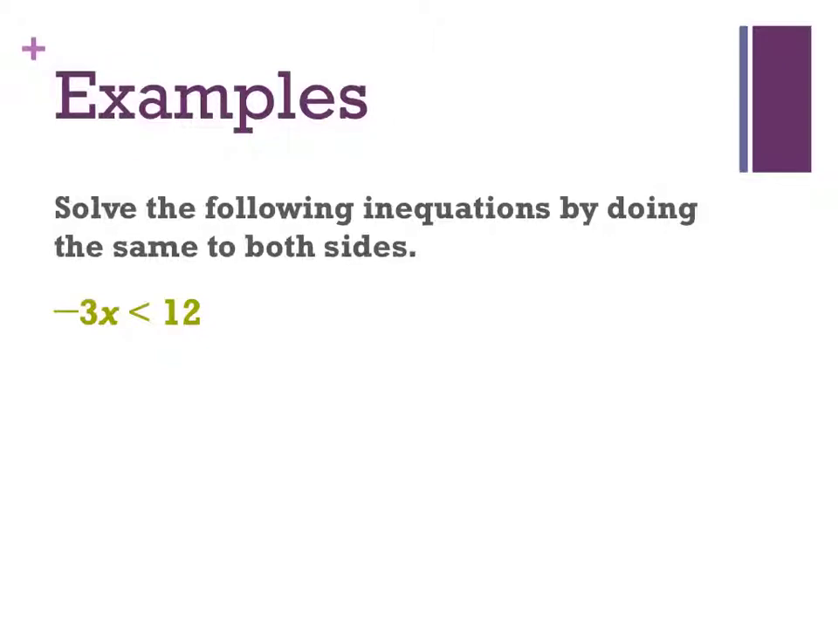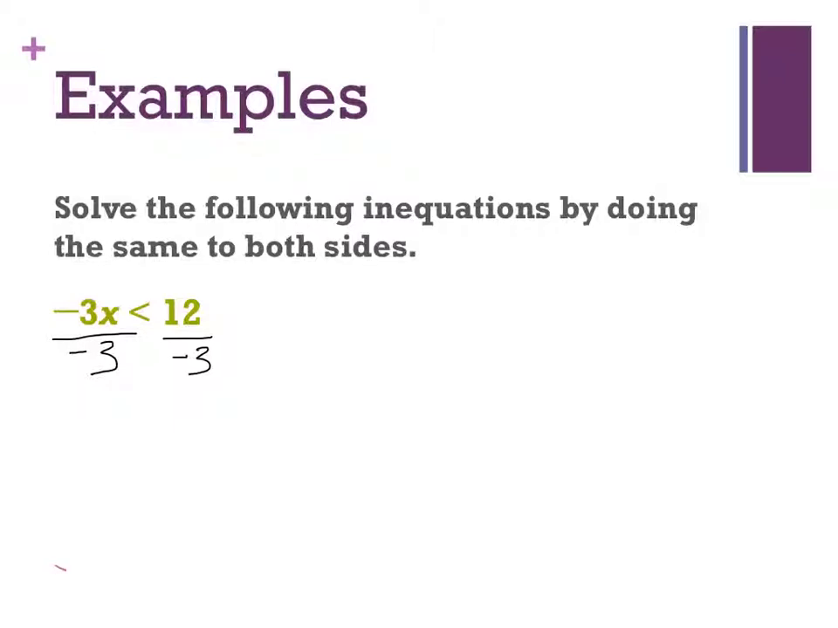Solve the following equation by doing the same to both sides. Okay, this time I've got -3x is less than 12. This time I must divide both sides by -3. Now, why am I dividing both sides by -3? Well, -3x is less than 12. That means I need to move everything away from the x. What's sitting right next to the x is a -3. When something's sitting right next to the pronumeral, it means multiplication. In order to get rid of it, I divide it.